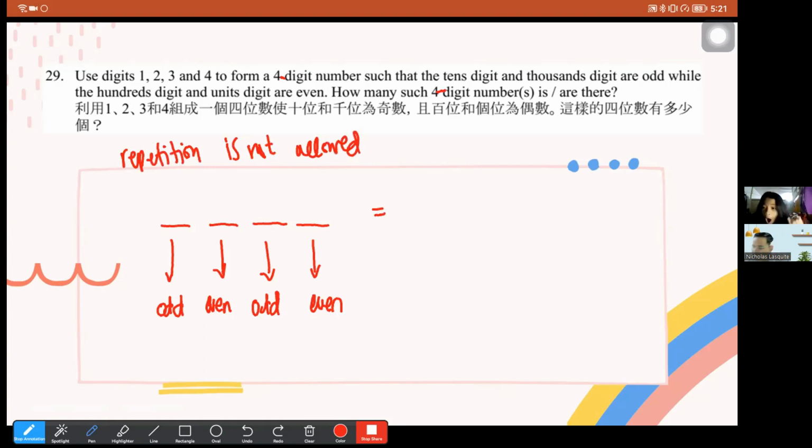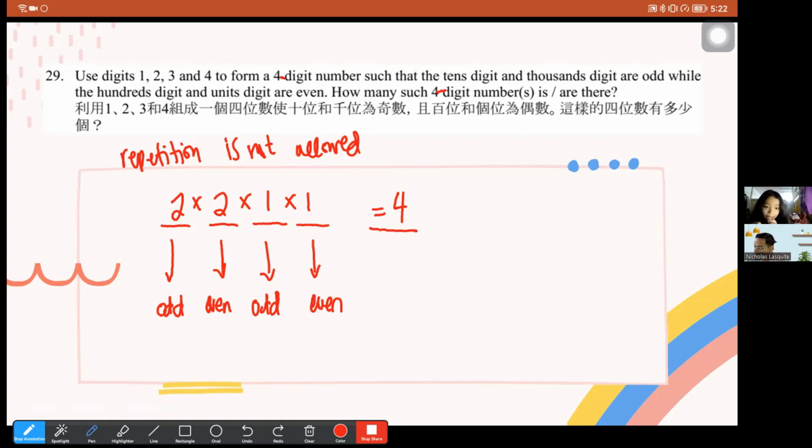If repetition is not allowed, then for the thousands digit, you can choose 1 and 3. So there are two numbers. Since on the tens digit you only use one digit, you can only have one here. For the hundreds digit, you can have two numbers. But since you already used one number on the tens digit, you can only have one here. So if repetition is not allowed, the answer is 4.